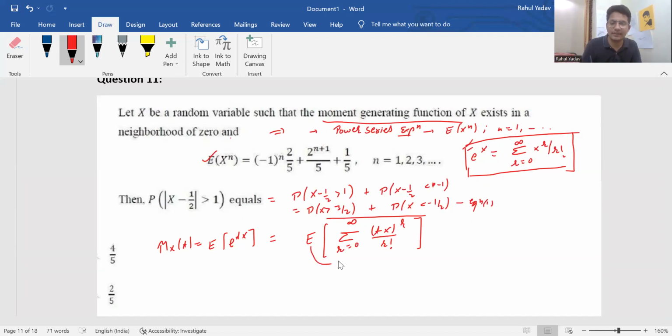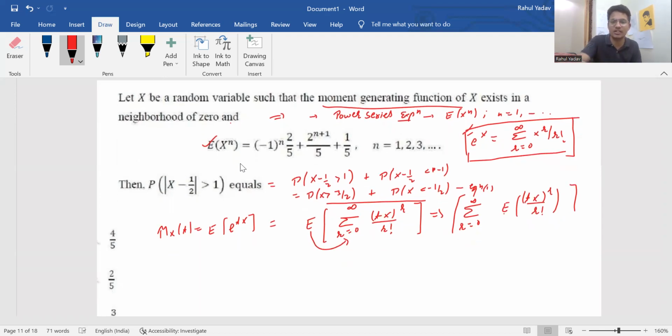Okay, let's take this expectation on the inside, in this format: summation r going from 0 to infinity of expectation of (tX) raised to the power r divided by r factorial. There is no error in this situation right now. If I go on writing this, I can take t and r factorial out and write X raised to the power r, so that I can make use of the expectation of X raised to the power r.